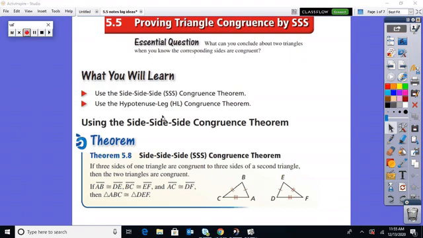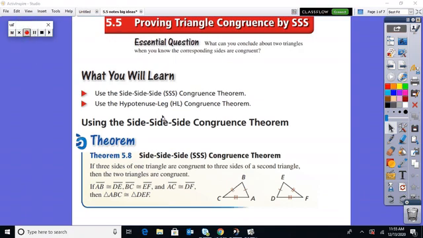And today we get another shortcut. This week's going to be all about the shortcuts. We had SAS last week. We got Sassy. Well, there's 4 more coming at you, and 2 of them here today in this lesson. SSS and then HL. So let's take a look at what these things mean to us.